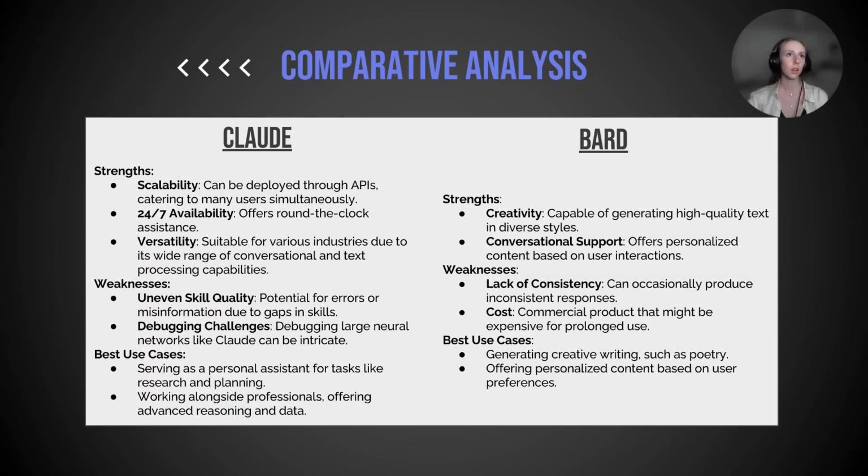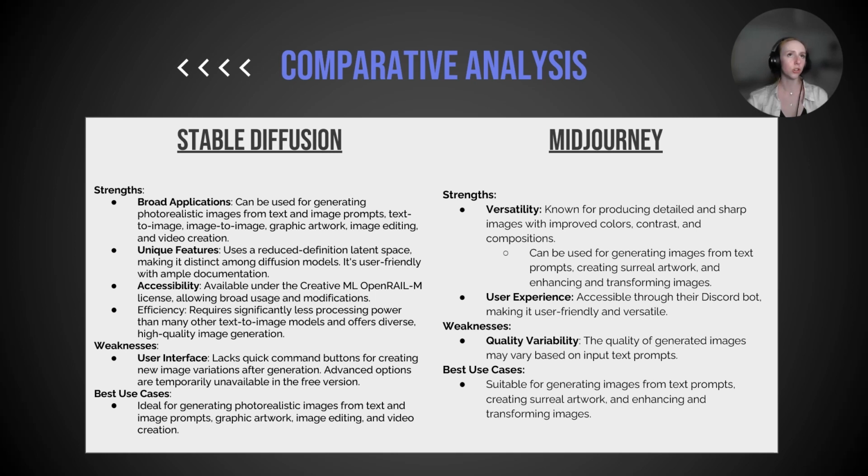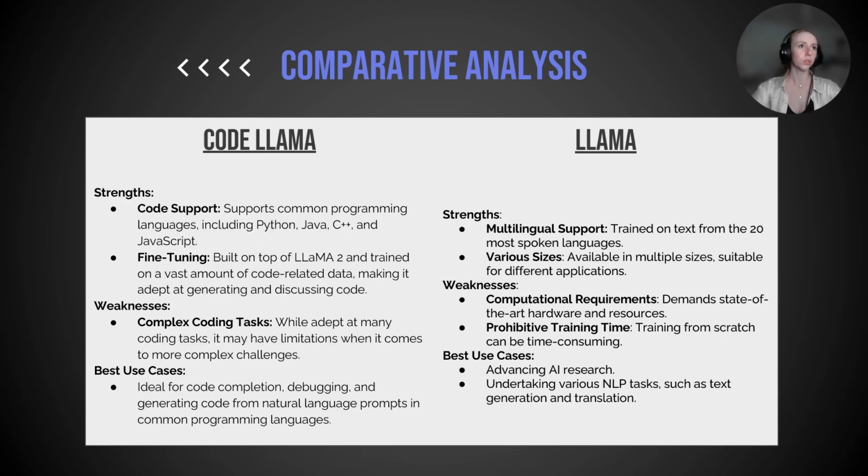Our team also ran through a comparative analysis among these LLMs, and if you would like, you can read some of these. It goes into more detail on the strengths and weaknesses between some of the LLMs. So this is for Claude versus Bard. This is comparing Stable Diffusion to Midjourney. And to me, this one stands out more so than the others. It's comparing CodeLlama to Llama, and CodeLlama is more for coding, so you can use it with programs like Python, Java, C++, and JavaScript. That's more in the coding realm, whereas Llama is more for multilingual support, and it's trained on text from the 20 most spoken languages. So it's really cool to compare coding language versus spoken languages here.